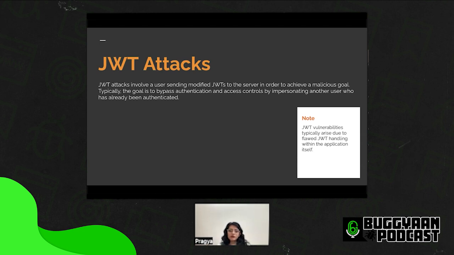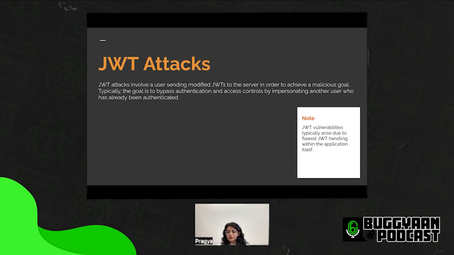Okay, now we know the basics of JWT, how signing is done, how verification is done. We can move to some common JWT attacks that happen. So JWT attacks usually involve a user sending modified tokens to the server in order to achieve a malicious goal. So the goal is typically to bypass authentication and access controls by impersonating another user.